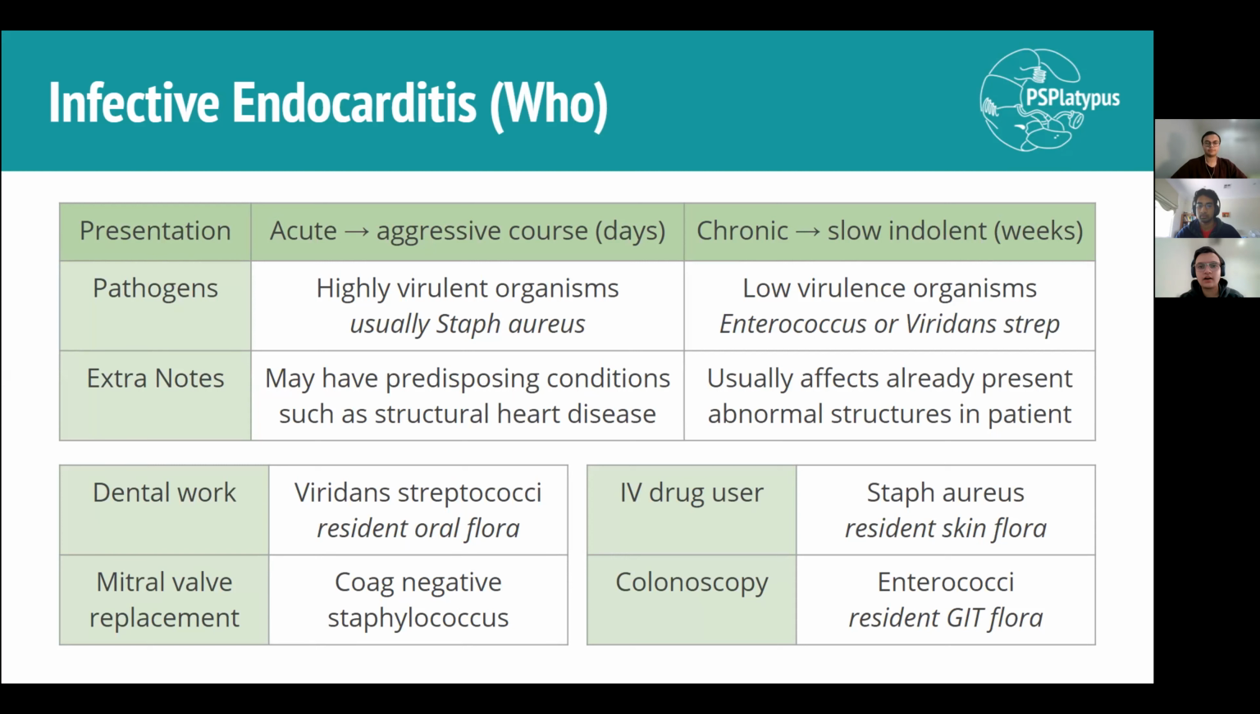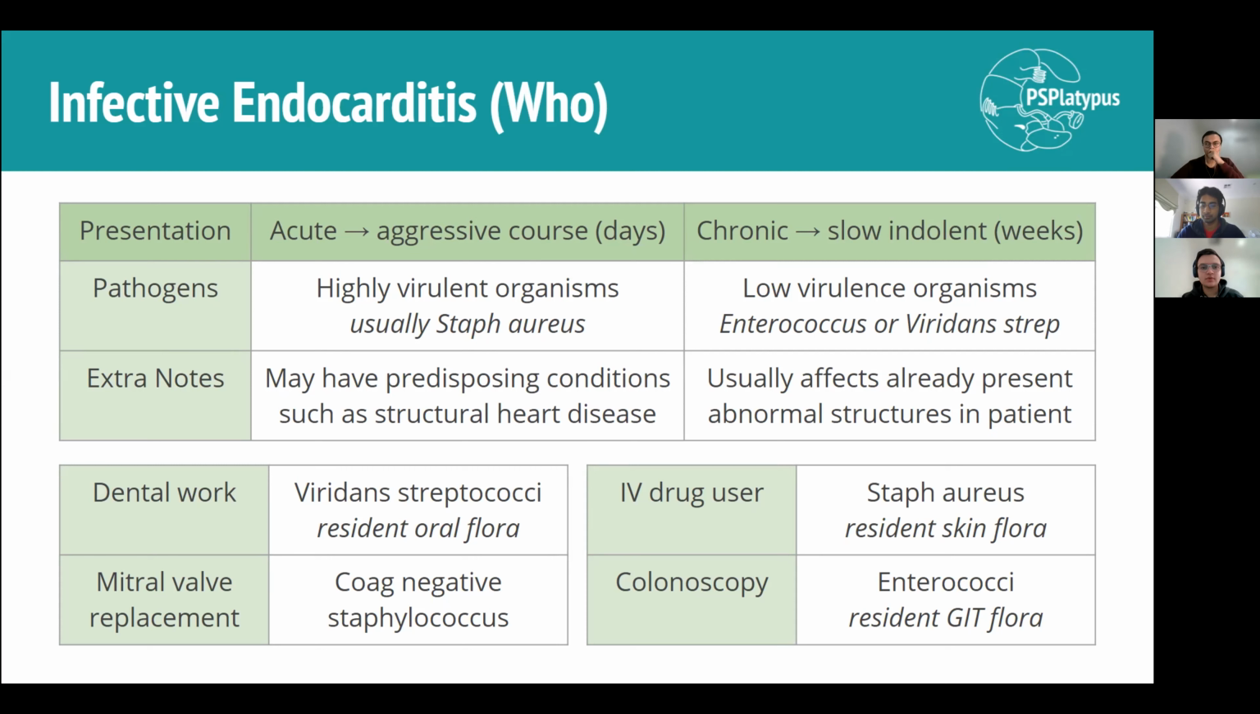With the chronic infections, it's going to be more low virulence. So they're like fastidious, sticking around in your body but causing damage really, really slowly. And this is probably a little bit more dangerous, just because you don't know if someone has infective endocarditis until a lot later when they start to show symptoms, by which time it might be too late. So these are, for example, Enterococcus or Viridans strep species.